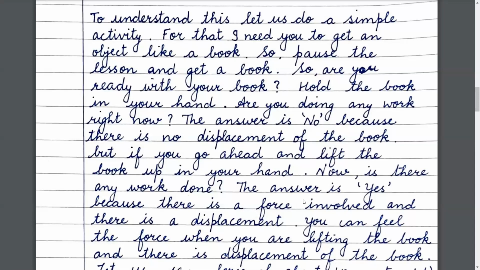To understand this, let us do a simple activity. For that, I need you to get an object like a book. So pause the lesson and get a book. Are you ready with your book? Hold the book in your hand. Are you doing any work right now? The answer is no, because there is no displacement of the book.